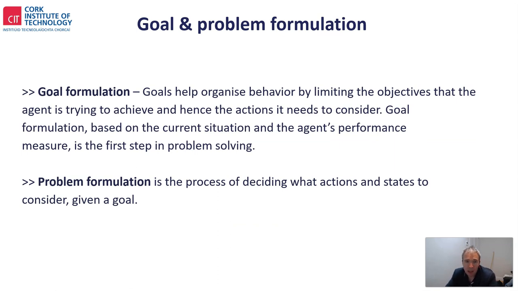So, goal and problem formulation. In relation to goal formulation, goals help us organize our behavior by limiting the objectives that the agent is trying to achieve and the actions that we need to consider. So it's based on the current situation, and the agent's performance measure is the first step in identifying that problem solution. Problem formulation is the process of deciding what actions and states to consider given a particular goal. And we'll see an example of this.